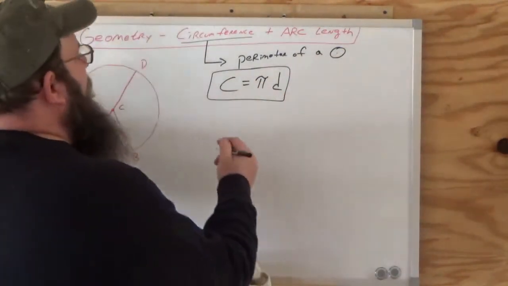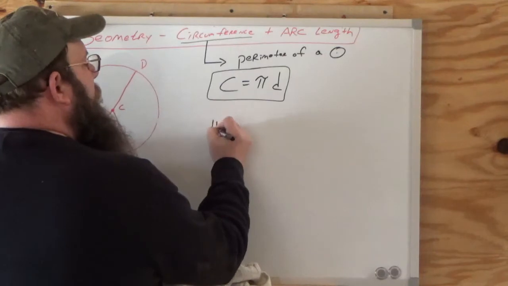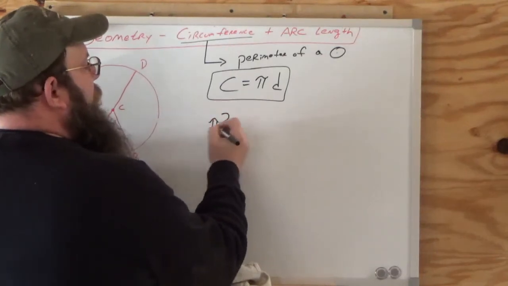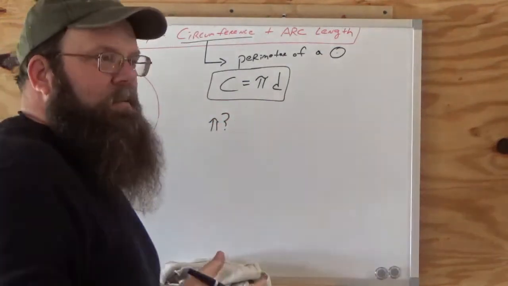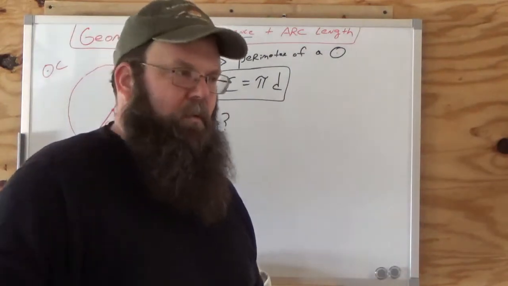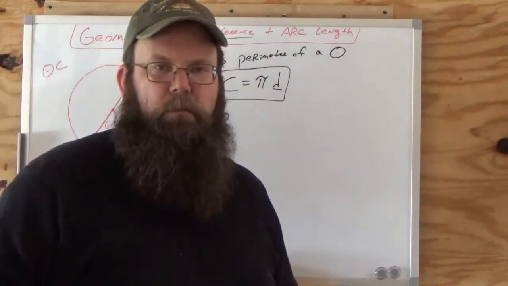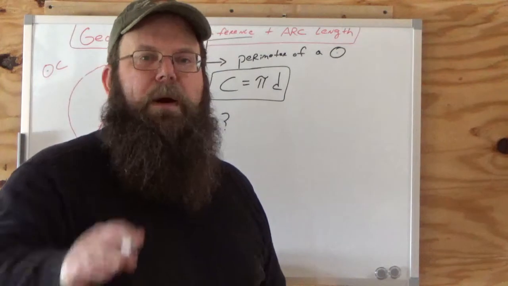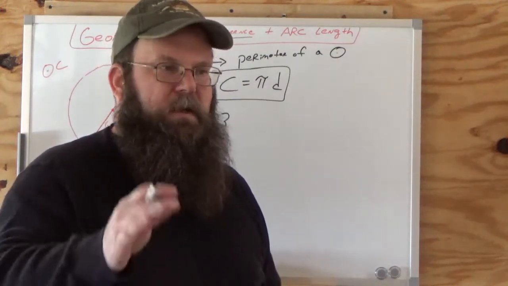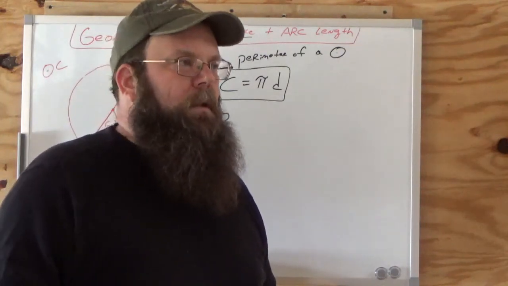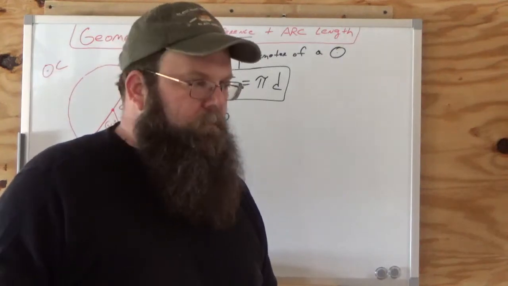So just a quick note about pi. What the heck is pi? Well, all of you know it was pounded in your heads. Pi is 3.14. 3.14159265. If you have a pi key on your calculator, use it. It's there for a reason. It's more accurate. But where does pi come from?